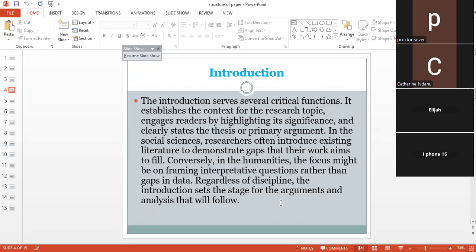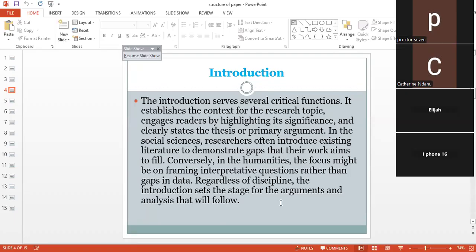If you are talking about Google Meet, you must give us the background of Google Meet. If you are talking about landscaping, you must tell us what landscaping is and the context, background, and then the trajectory that landscaping is taking. So it engages readers by highlighting its significance. So it gives us the significance of that particular topic, and it clearly states the thesis. The thesis is the problem statement. The problem statement is the purpose of the study.